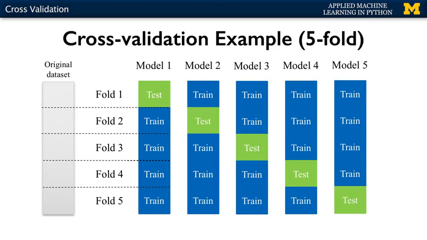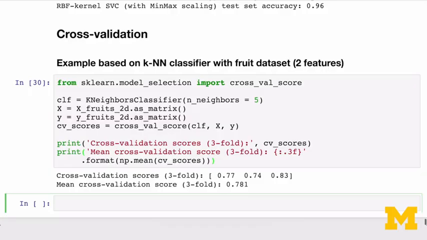Then a series of 5 models is trained, one per fold. The first model, Model 1, is trained using folds 2 through 5 as the training set, and evaluated using fold 1 as the test set. The second model, Model 2, is trained using folds 1, 3, 4, and 5 as the training set, and evaluated using fold 2 as the test set, and so on. When this process is done, we have 5 accuracy values, one per fold.